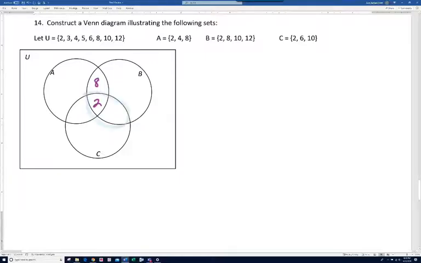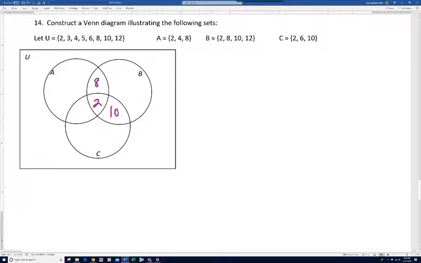Let's go to B intersects C. So that would be this region here, or the overlap between B and C. Well, again, we already have 2 in the middle region. That's where 2 is in all 3 sets. So what else do B and C have in common? Well, let's see. It looks like 10 is also an element they have in common. And so 10 would go in here.